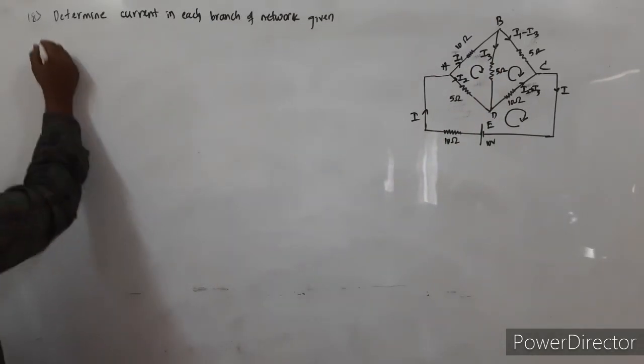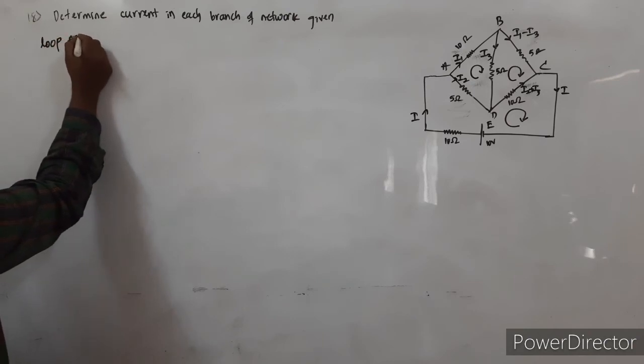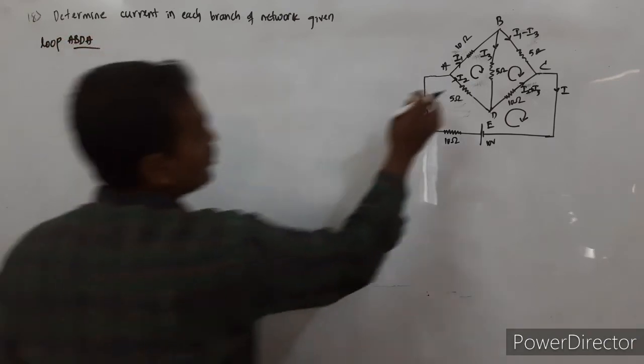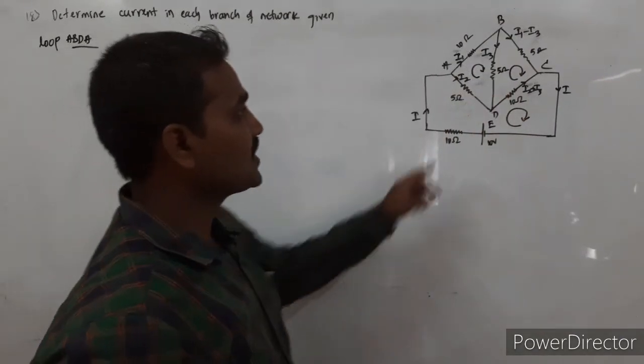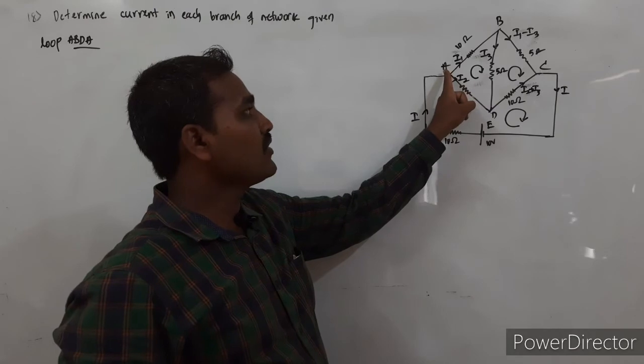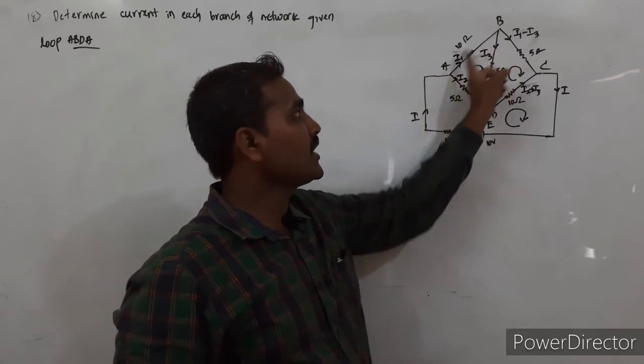First consider the loop A, B, D, A. I am considering the loop A, B, D, A. Again from the same sign conventions, when you are moving from A to B, the assumed current is what? It is from A to B.